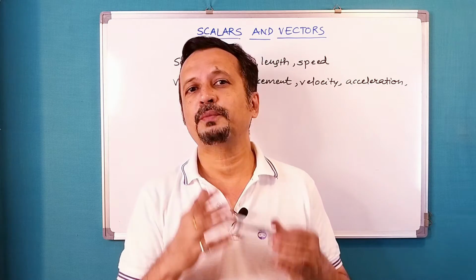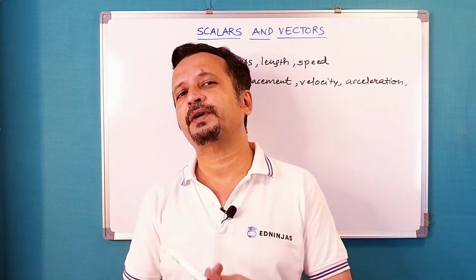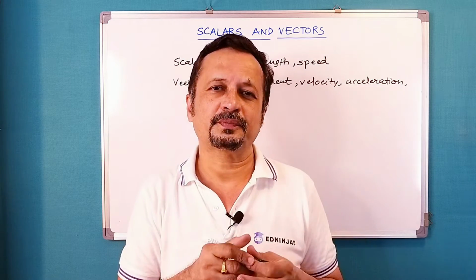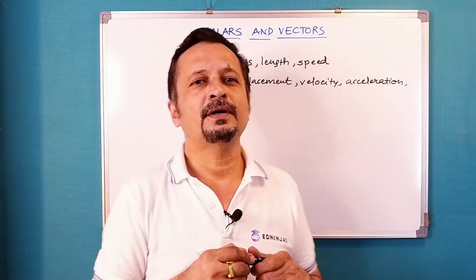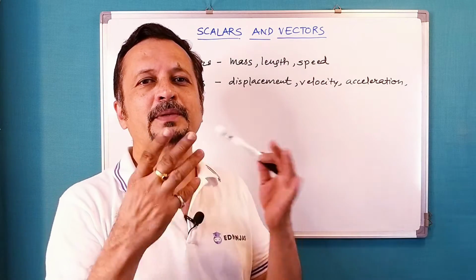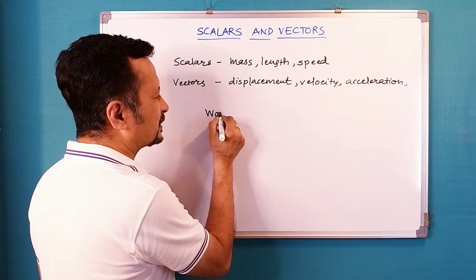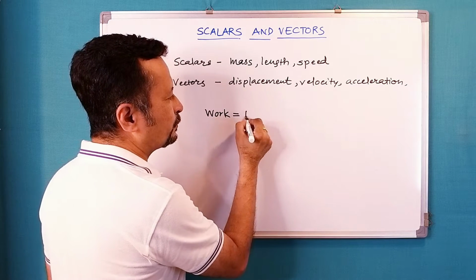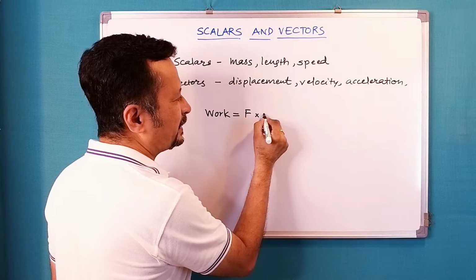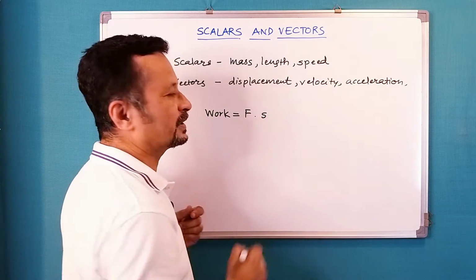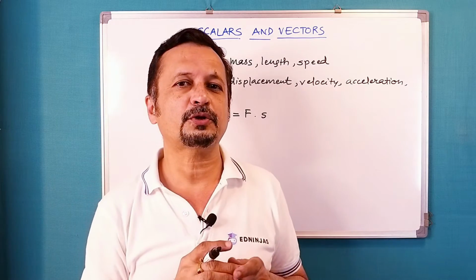But when you multiply one vector by another vector, the resultant can be either a scalar or a vector. Now an example of two vectors multiplying and getting a scalar quantity would be work. So work done is equal to force multiplied by displacement. I would rather put one dot here. There is a reason why I am putting a dot over there.